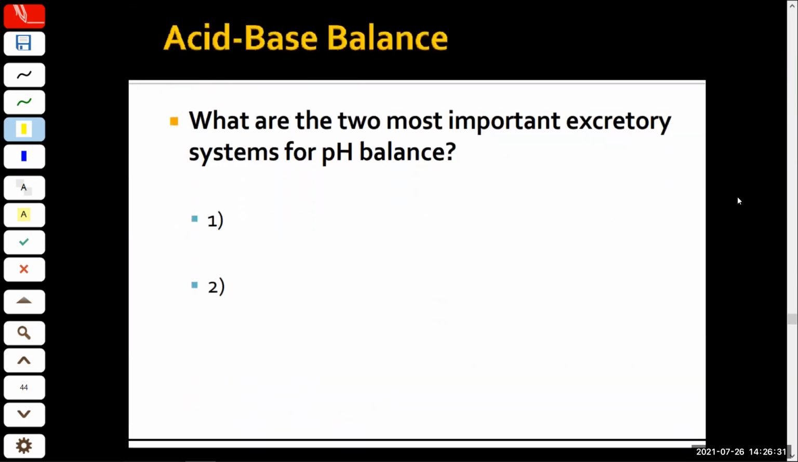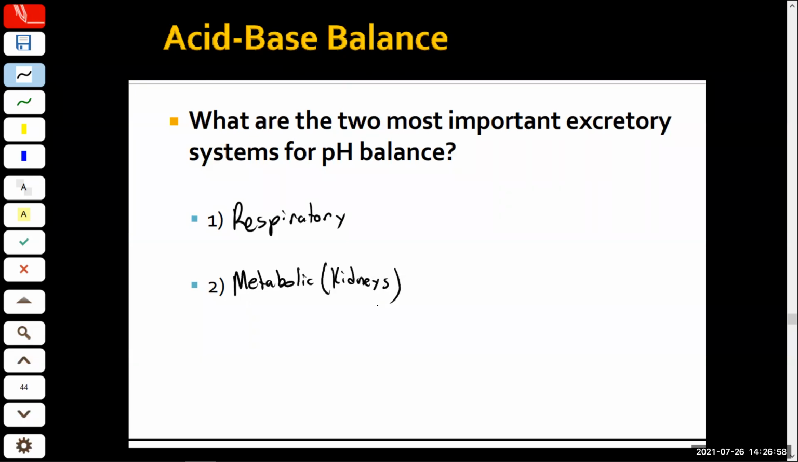So what are the two most important organs when it comes to actually fixing your pH then? Lungs, kidneys? Yep. I'm gonna say respiratory. Now, when it comes to the kidneys in acid-base balance, they don't say kidneys, they don't say renal, they say metabolic. That's your kidneys.